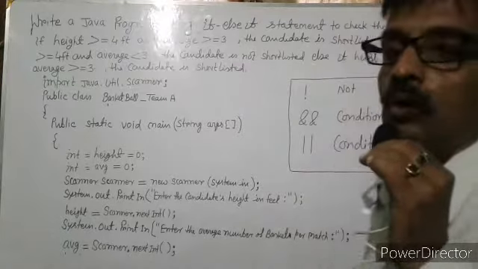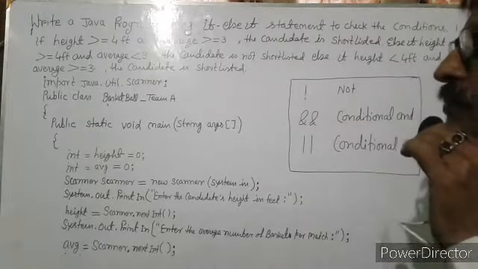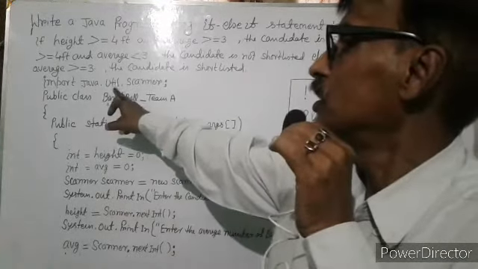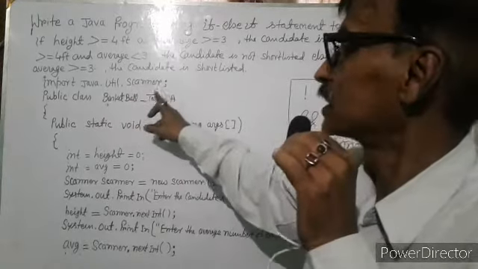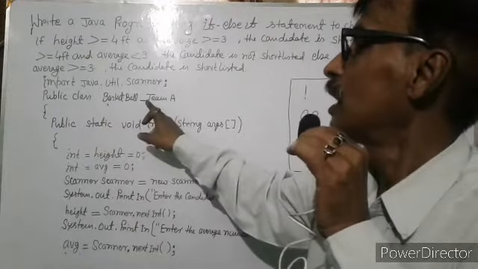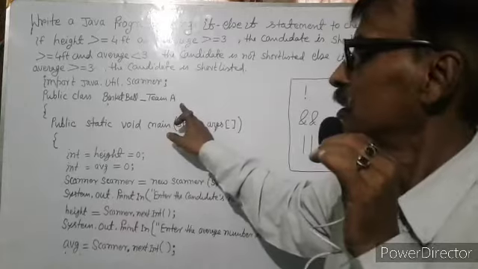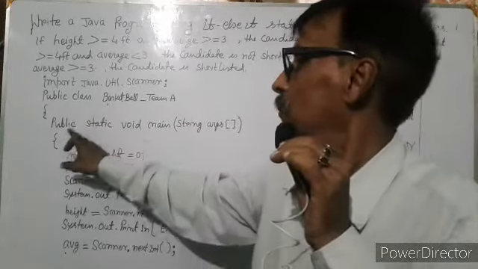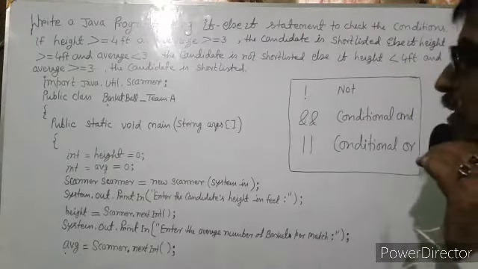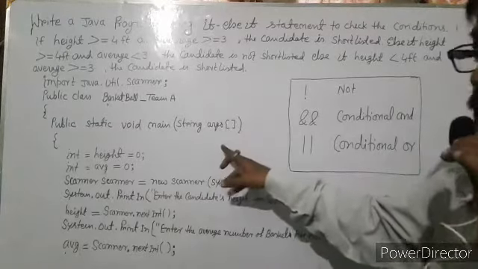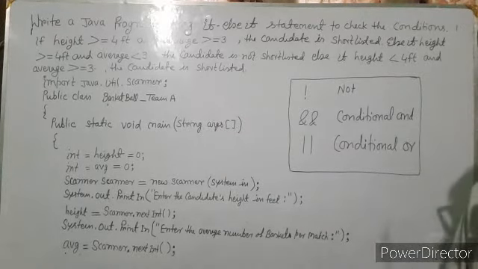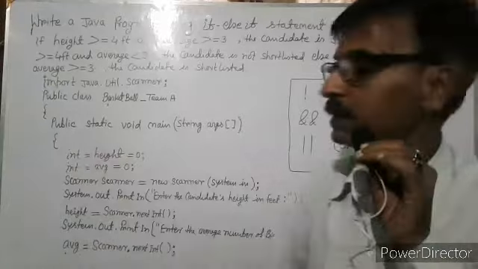Now we are going to start the programs. In the same way, import java dot util dot Scanner semicolon, public class BasketballTeamA, braces begin, public static void main, parenthesis open, String args square bracket open, square bracket close, parenthesis close. Now the second braces is open.